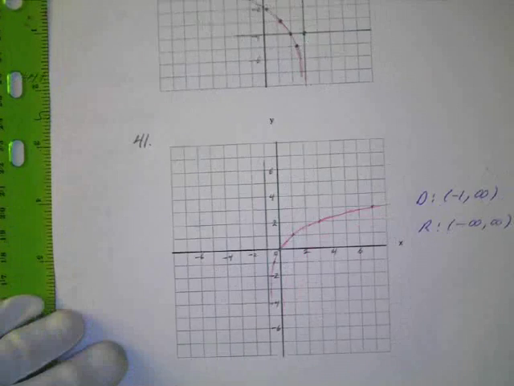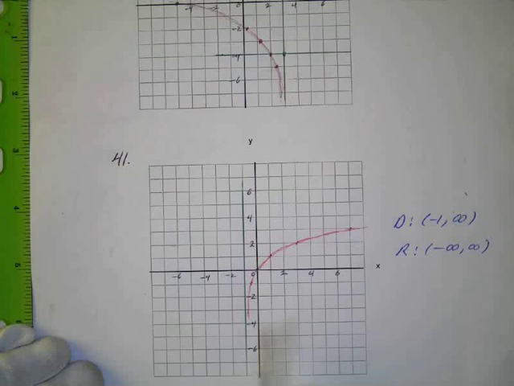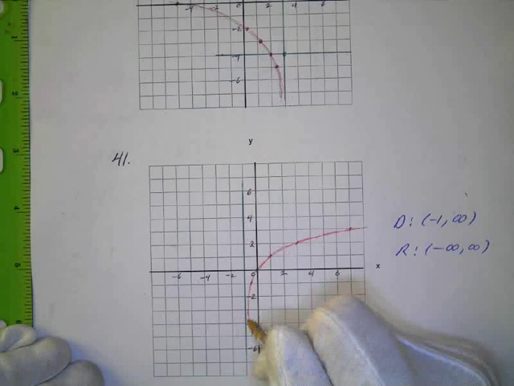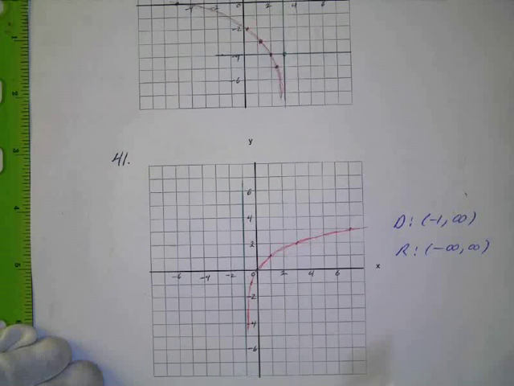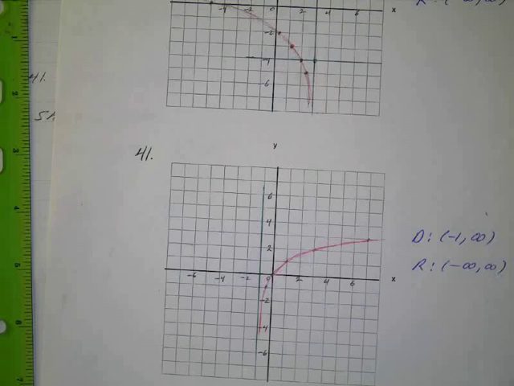Now it looks like that. It looks like the domain is negative 1 to infinity, because I'm not going to hit negative 1, so it's going to be open. It's because of the shift. And then the range is going to be negative infinity to positive infinity. All right. So let's check that on the calculator.